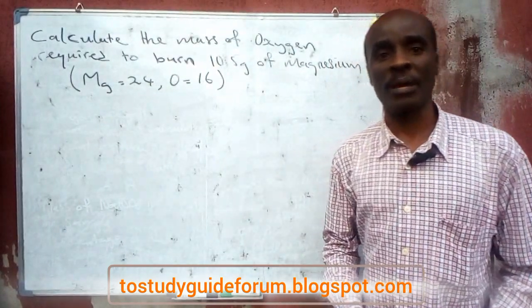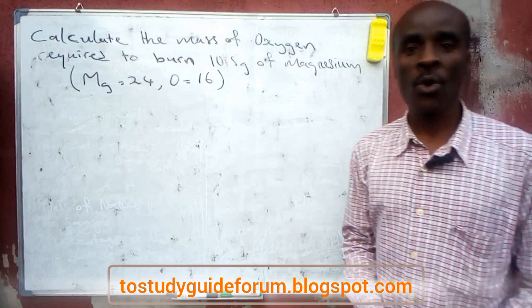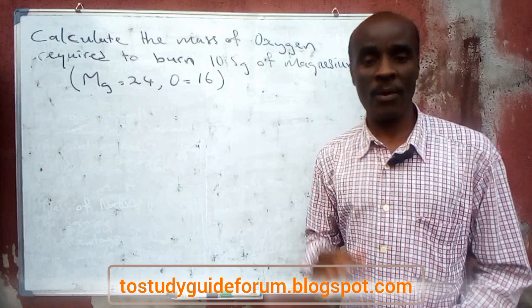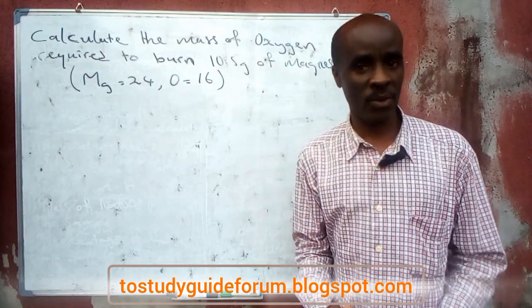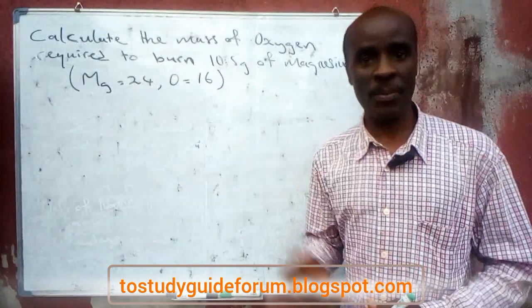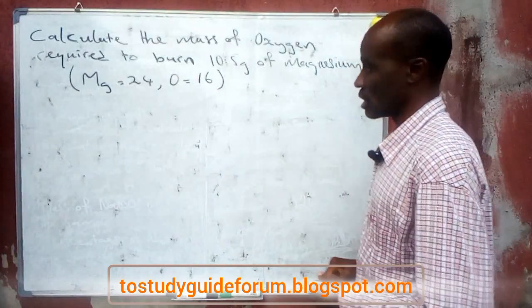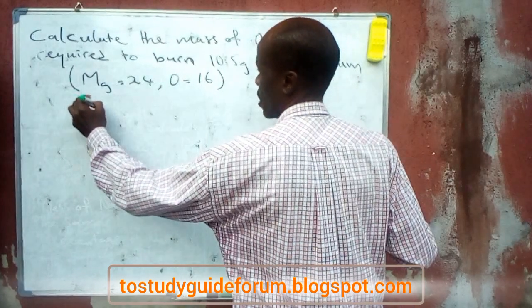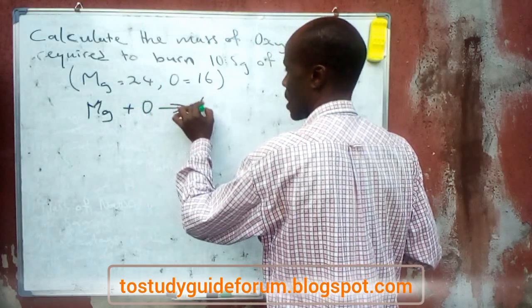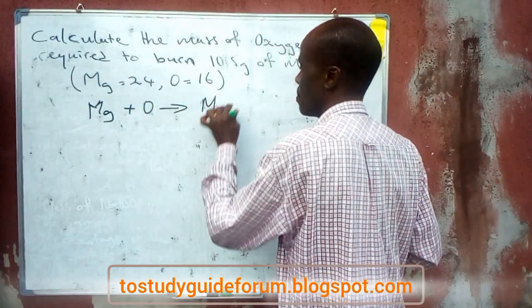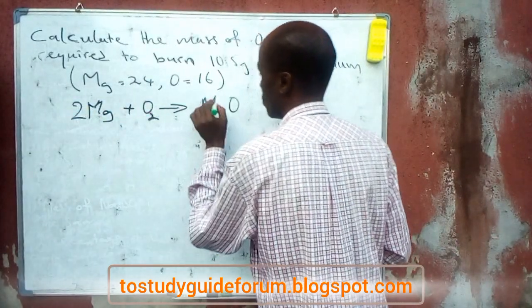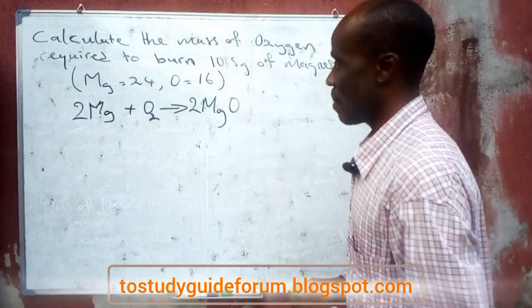Before you solve this problem, the first thing you need to do is write a balanced chemical equation. If you're able to write a balanced chemical equation, that means you have at least passed the first step in solving the problem. So let's look at the balanced chemical equation. The combustion reaction between magnesium and oxygen goes like this, and that will give us a balanced chemical equation.